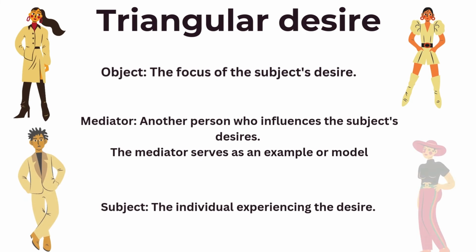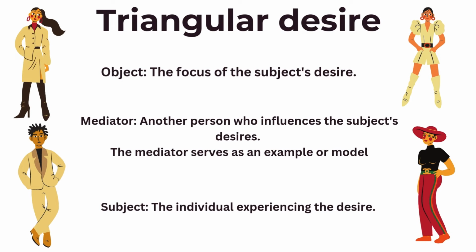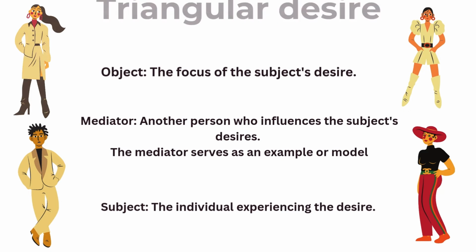The subject is the one who experiences desire. This person looks to fulfill their needs, aspirations, and motivations. The object is what the subject desires. It can be a tangible item, a person, or even an abstract concept like success or happiness. Finally, the mediator plays a critical role in shaping the subject's desires. This is another person who exemplifies what is worth desiring and influences the subject's perceptions.